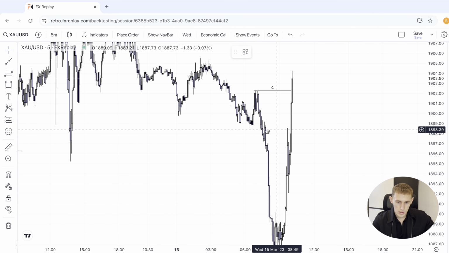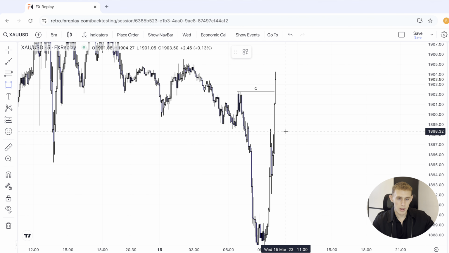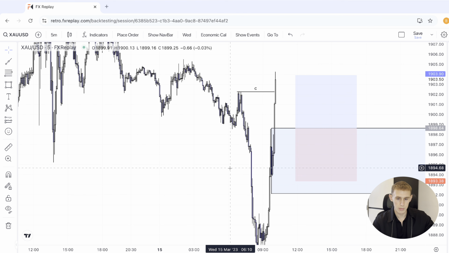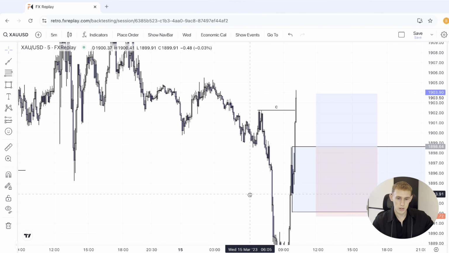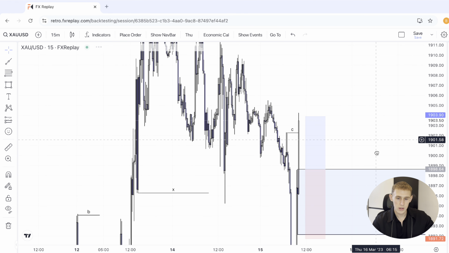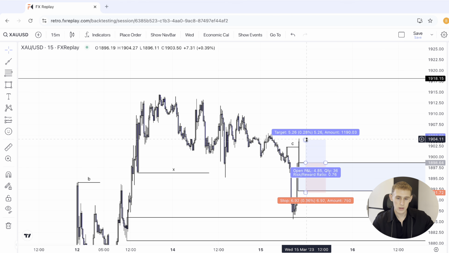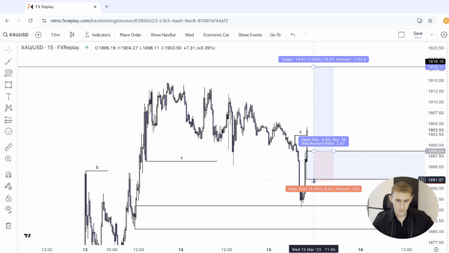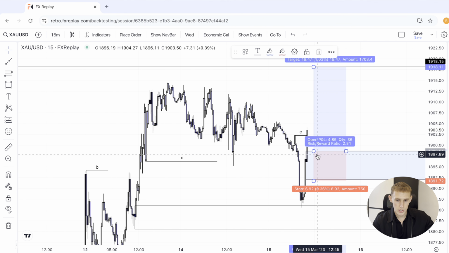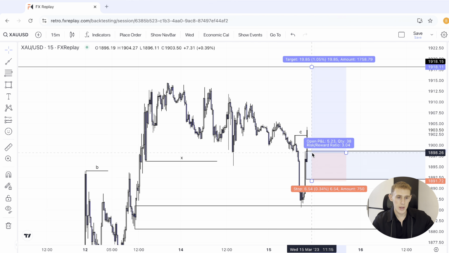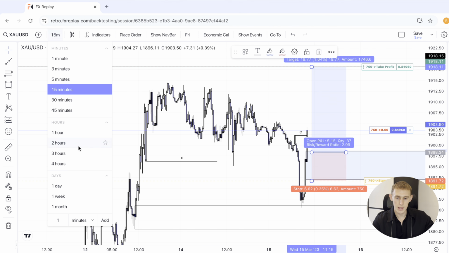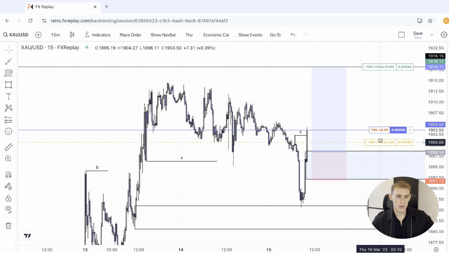You've got this area of demand. It's quite a big region, but I think the risk to reward will still be worth it if we look to enter from here. Stops just below that low. And can we get a 1 to 3 targeting the liquidity? Almost. I'm just going to make the entry slightly lower just so it is a 1 to 3. There we go. And the target, sorry, I was meant to do a limit order there. Let's go back and redo that.